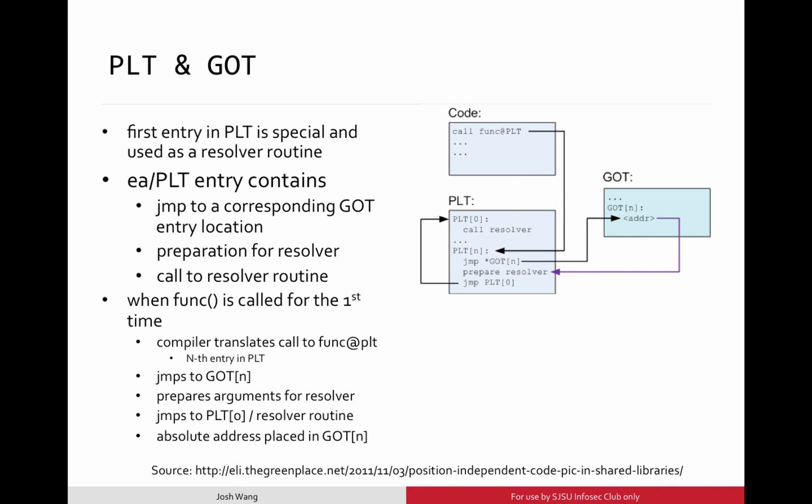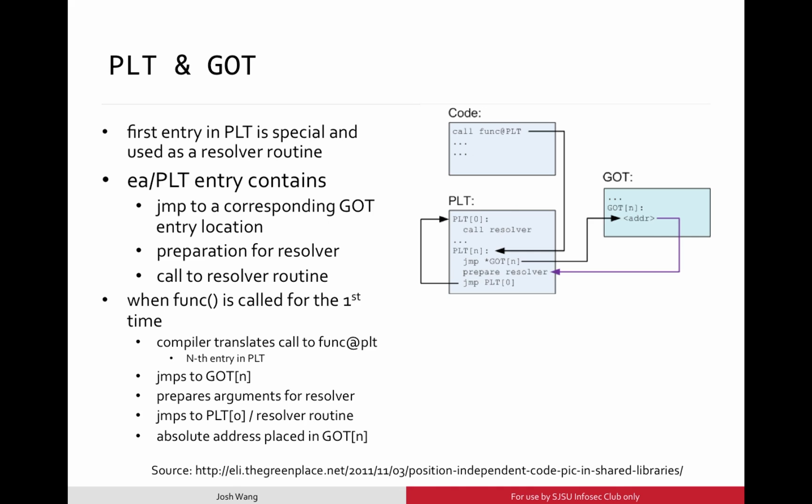And then each PLT entry contains a jump to the corresponding GOT entry location, as well as functions to prepare for the resolver, and then the call to the resolver routine. So basically what happens is when you take a program and you call a function for the first time from libc or something, the compiler translates that call to func.plt, which is the nth entry in the PLT.